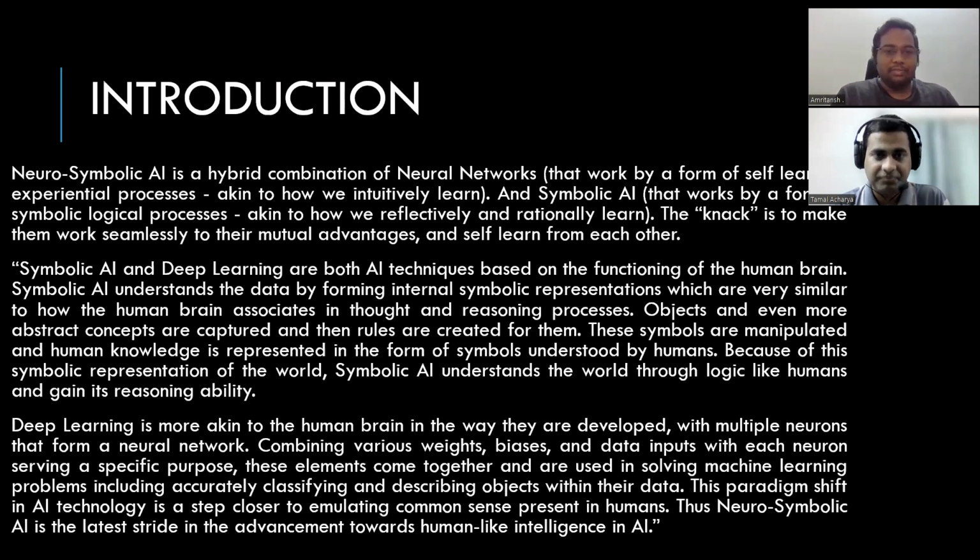Now guys, the fundamental idea is we have heard a lot about deep learning and all the newer models that we are talking about, pattern recognition, continual learning and all that. Neurosymbolic AI is a hybrid combination of neural networks, a self-learning process akin to how we intuitively learn, and also symbolic AI, the good old-fashioned AI, as we like to call it. It's very reflective of how we rationally learn and how we build structures in our brain.